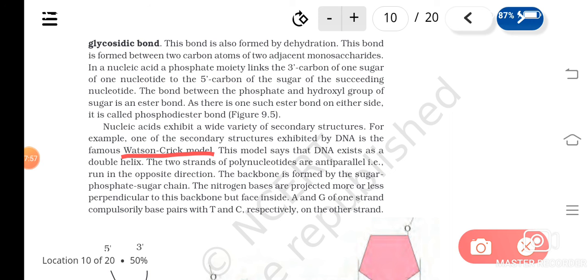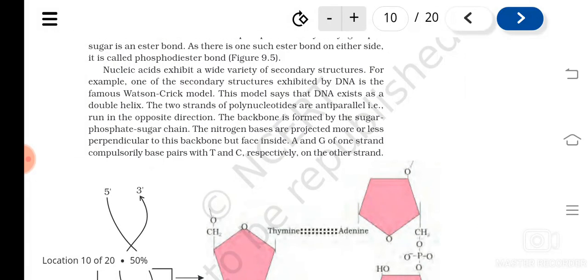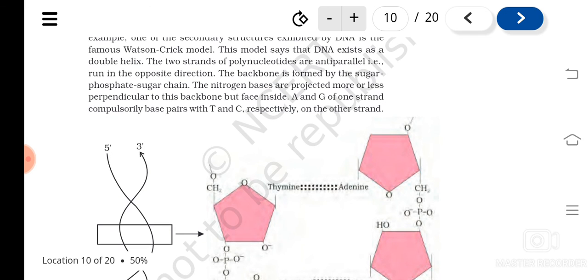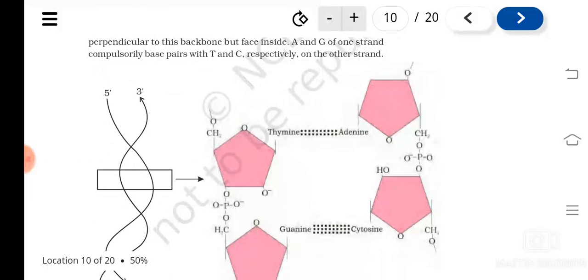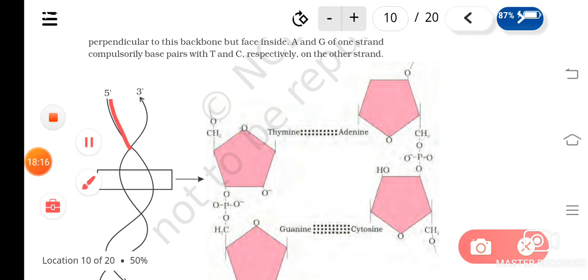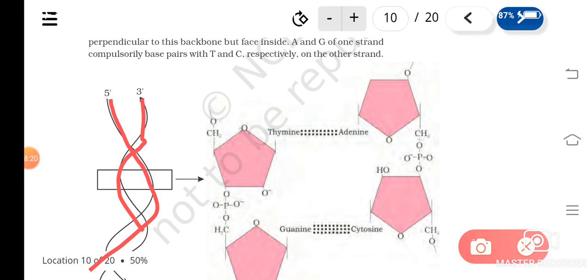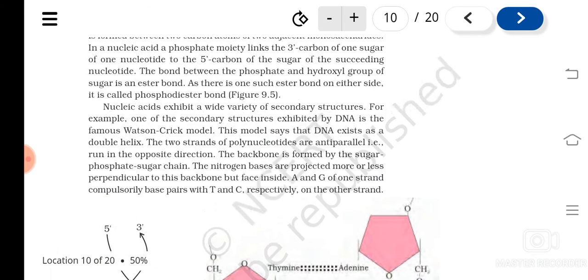According to this model, there are two strands for DNA, and these strands are in opposite directions. You can see one is in the 5 prime to 3 prime direction, and the other is in the 3 prime to 5 prime direction. Understood? Then the backbone is made up of sugar and phosphate.